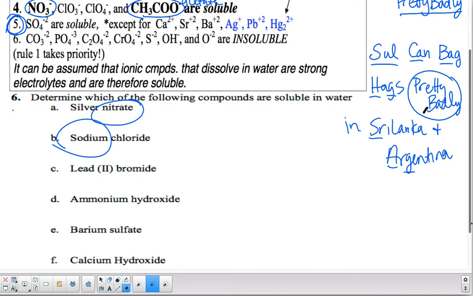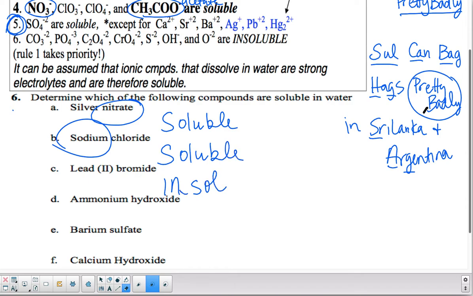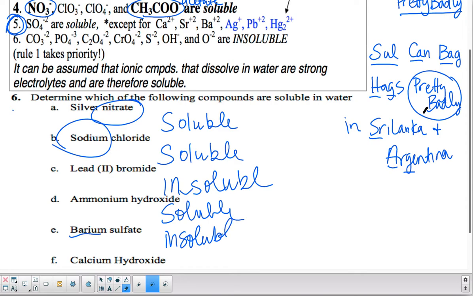Ammonium, so this we said was soluble. Insoluble. Ammonium hydroxide: soluble. Why? Ammonium is part of the Big Daddy rule. And then barium sulfate: insoluble. Why? Because barium is attached to sulfate. Sul can bag hags: all sulfates are soluble except for calcium, barium. There it is. Insoluble.